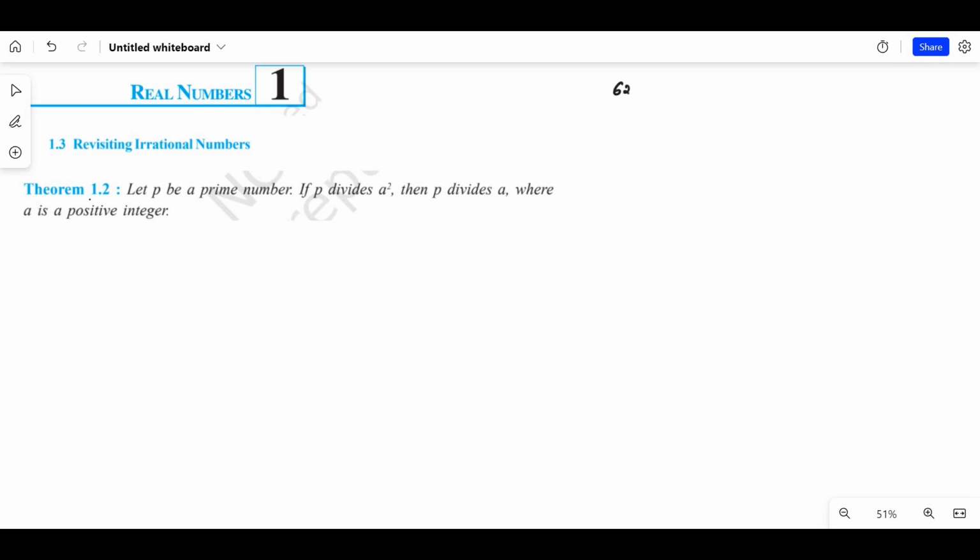Say 625 divided by 5. We are supposing P as a prime number 5. 625 is divisible by 5. Let me write 625 as 25 square, as 25 square is equal to 625. So here P is equal to 5 and A square is equal to 25 square. From the theorem, if P divides A square, that is if A square is divisible by P, it is divisible, right? 25 square is divisible by 5. Then what happens? P divides A, that is A will also be divisible by P.